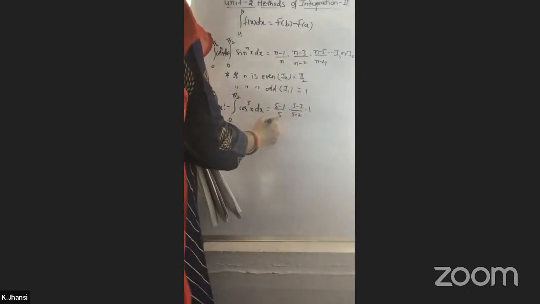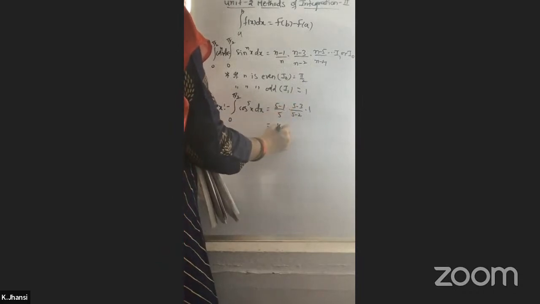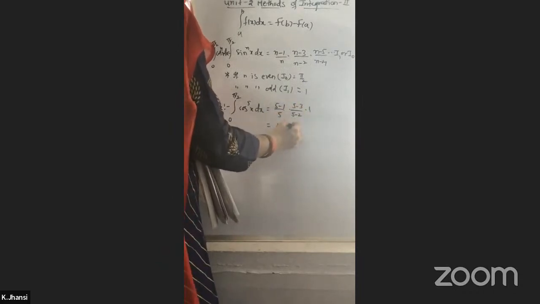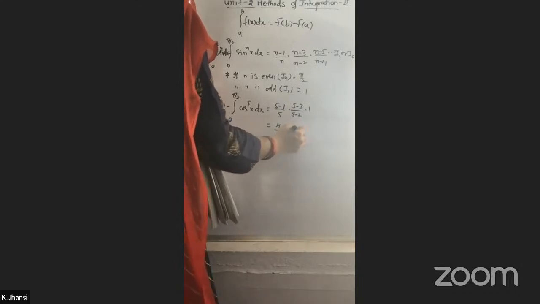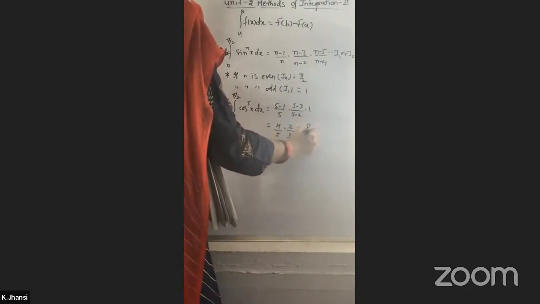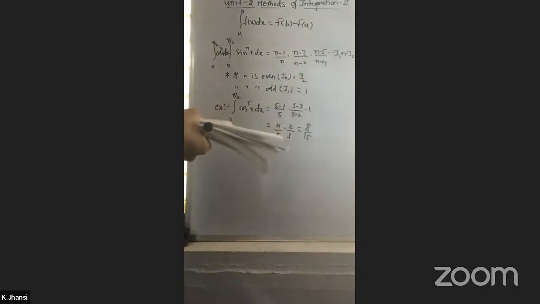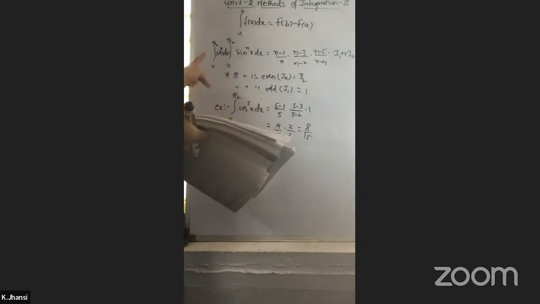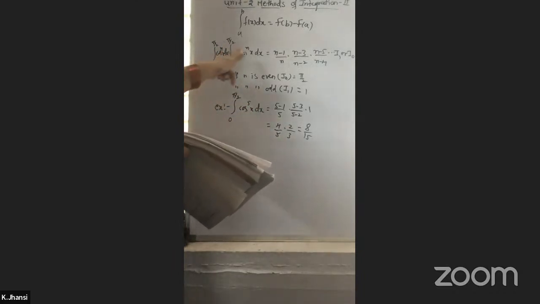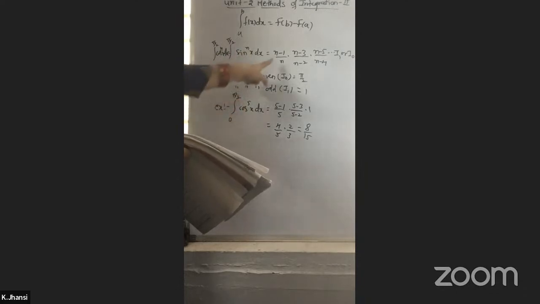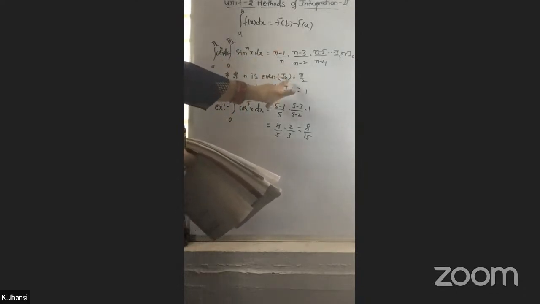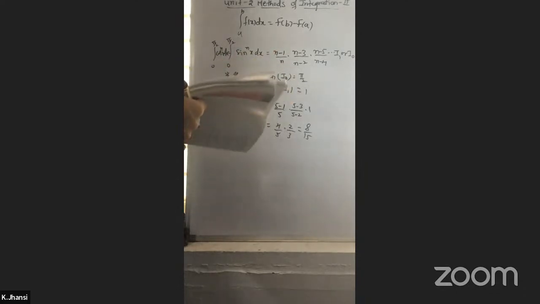So it is equal to 5 minus 1, which means 4. 4 by 5 into 5 minus 3 is 2, 2 by 3. So no cancellation. So 8 by 15. So the answer is 8 by 15. Like this you have to do if any problem is given, with the help of this formula. This is the important one. And you remember even and odd.